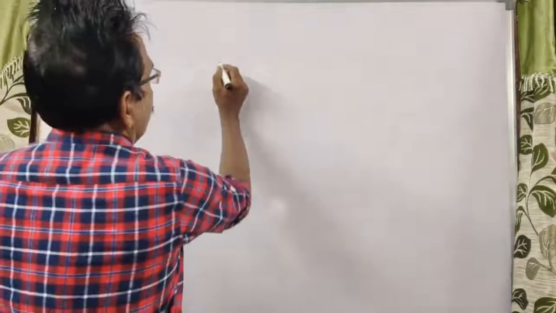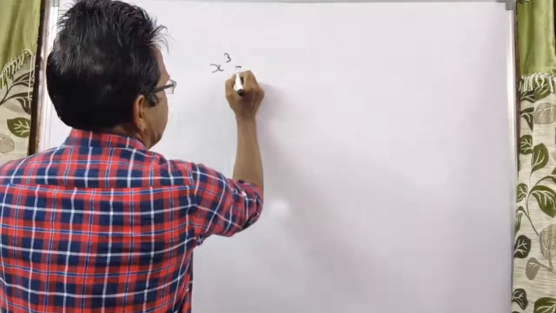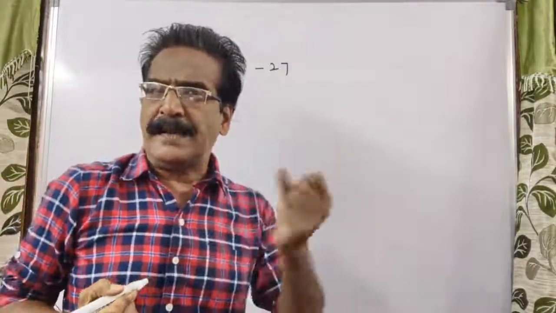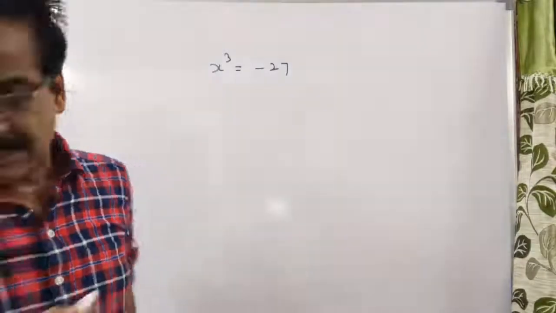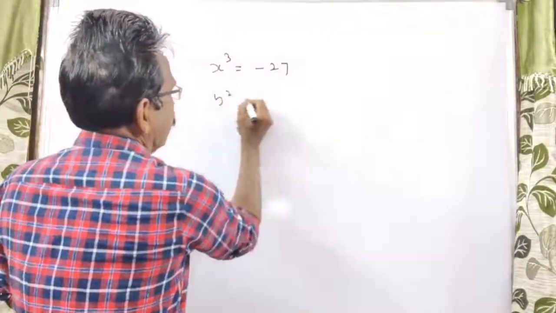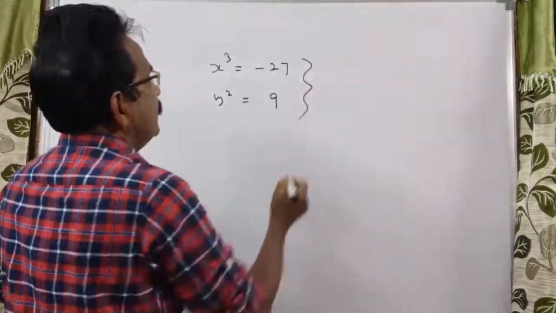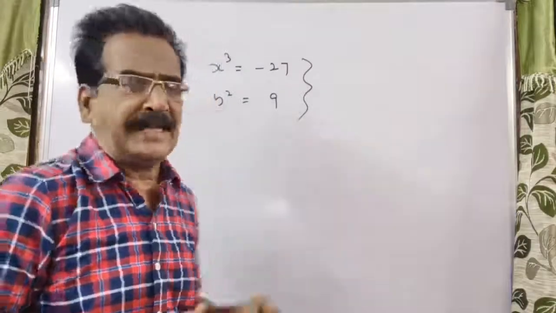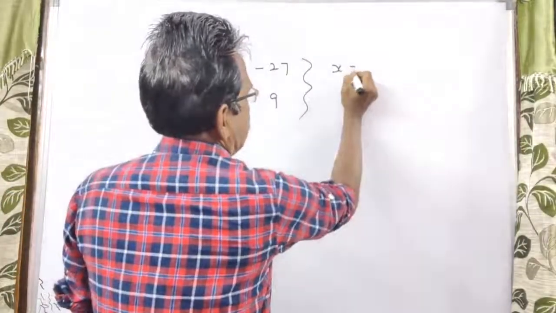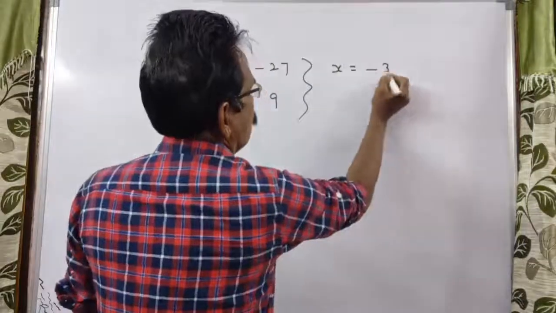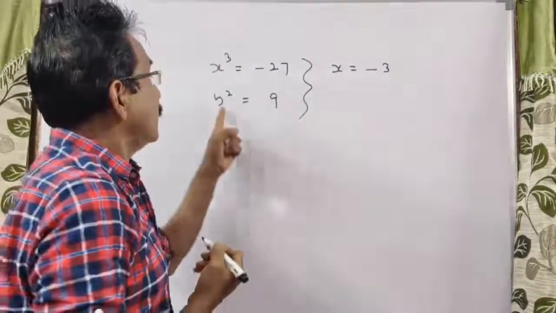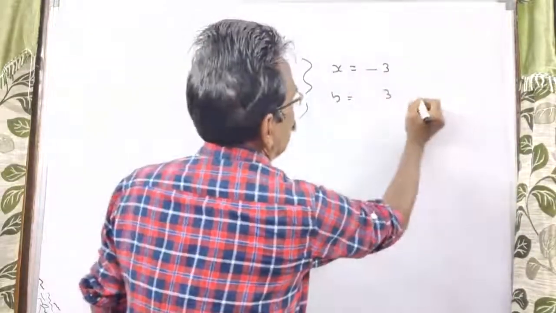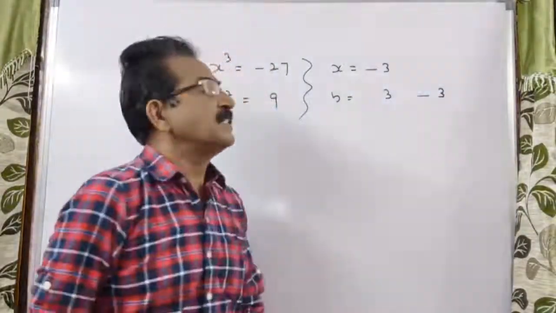Next question friends. Basic questions. All these are basic questions friends. x cube is equal to minus 27 and y square is equal to 9. See, x cube is equal to minus 27 implies x is equal to minus 3. There is no plus or minus business for odd powers. x is equal to minus 3. Then coming to y square is equal to 9. y square is equal to 9 means y is equal to plus or minus 3.